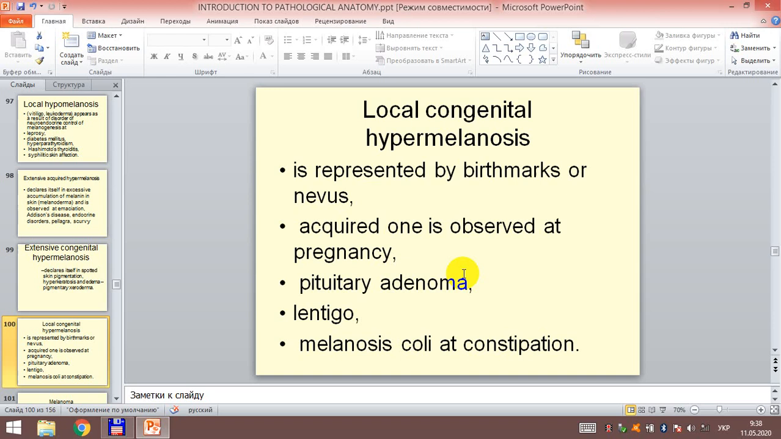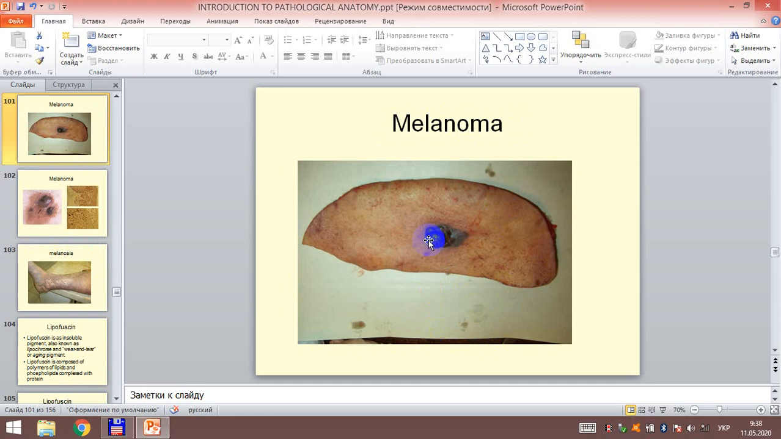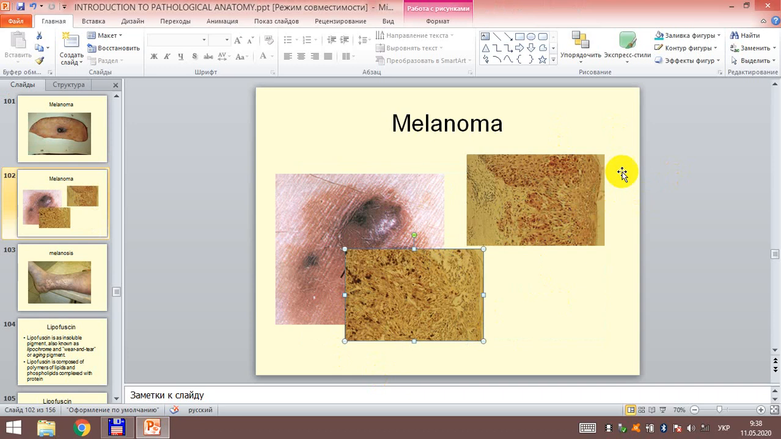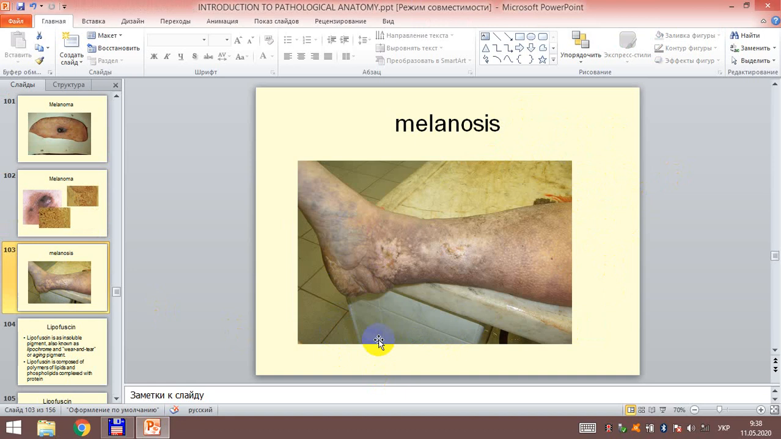This picture presents signs of local hypermelanosis caused by a tumor, a malignant tumor of skin, melanoma. These are microscopic signs of melanoma. You can see gross atypical cells with accumulation of pigment of melanin. These two local melanoses present hyperpigmentation of skin by pathology of disturbed blood circulation.